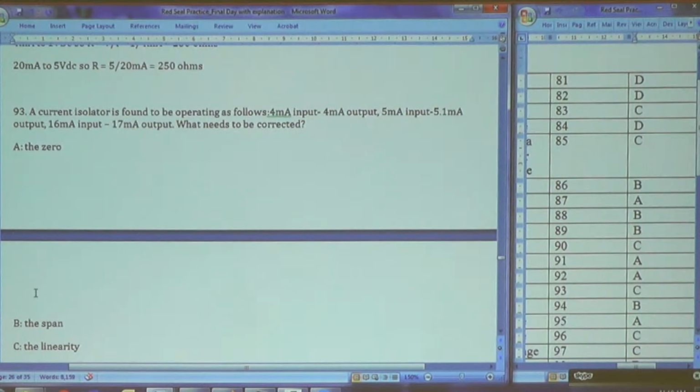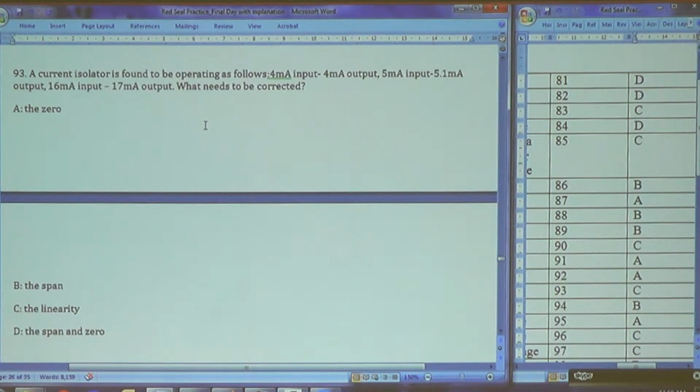Question 93. A current isolator is found to be operating as follows. 4 milliampere is equal to 4 milliampere, 5 milliampere is 5.1 milliampere, 16 milliampere is equal to 17 milliampere. What needs to be corrected? Vishal? The span? Shelby, what would you say? What would you say, Hassan? I say linearity. Why would you say linearity?